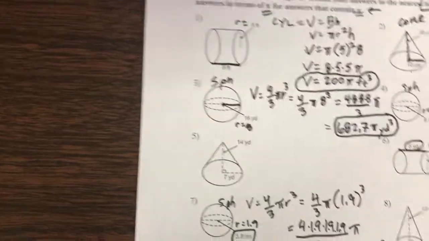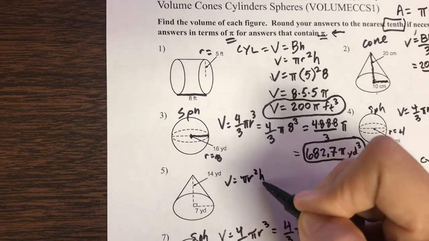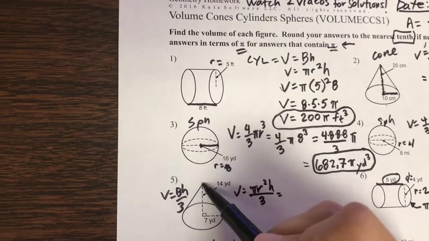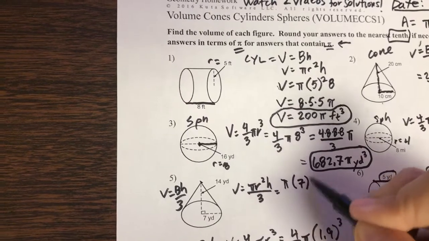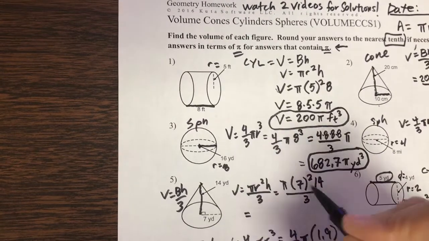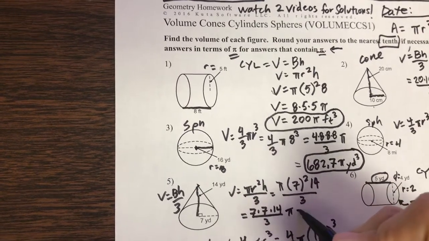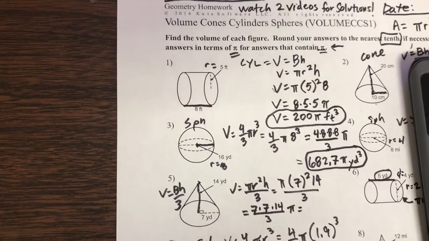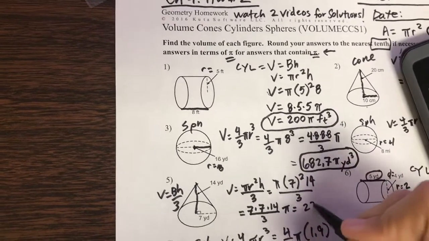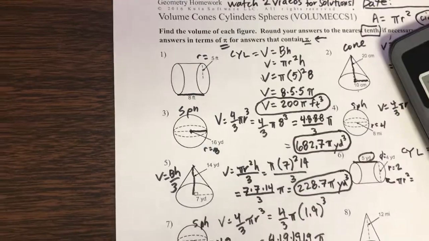Okay, next cone. Here's my other cone question. Volume is pi r squared h over 3. Here's my generic formula, because it's pointy. So pi, my radius is 7. I stacked my circles getting smaller for 14. And so it's typing in the calculator, 7 times 7 times 14, divide by 3, all times pi. 228.7 pi yards cubed. Looking good.